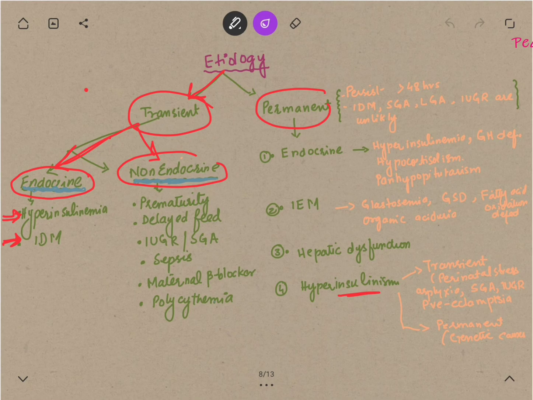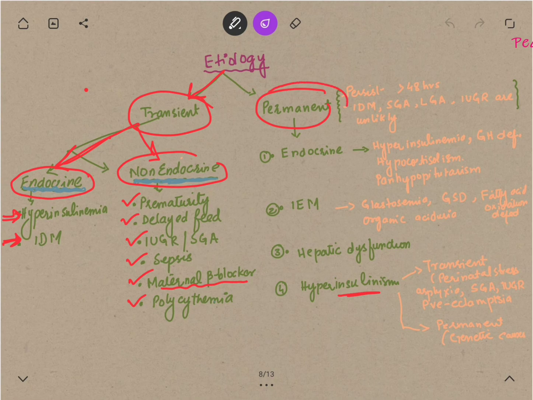While in non-endocrine causes, we have prematurity, delayed feeding, IUGR, sepsis, maternal use of beta blockers, which is very important and we often miss this, and polycythemia. So all these factors predispose the child transiently to hypoglycemia for 24 to 48 hours.